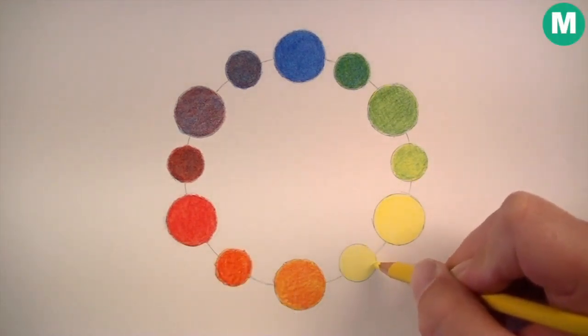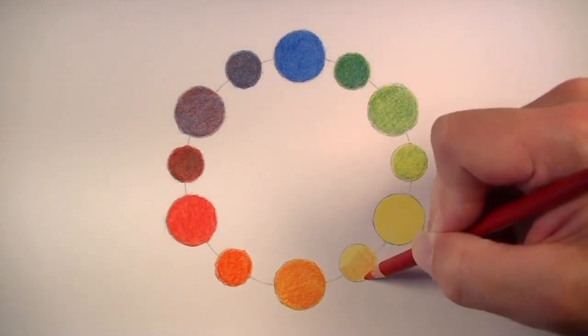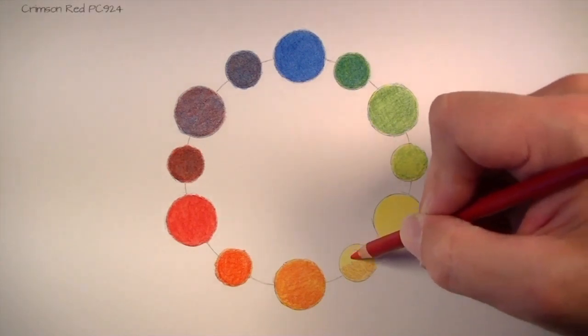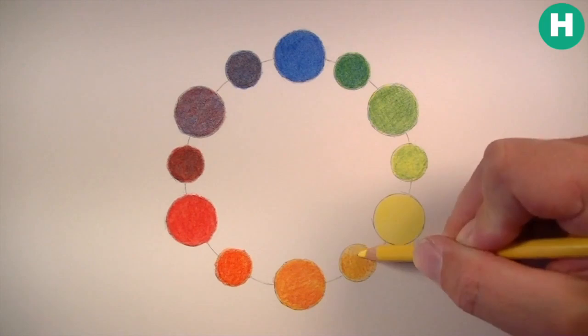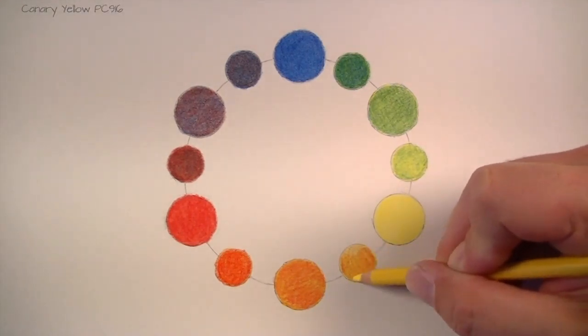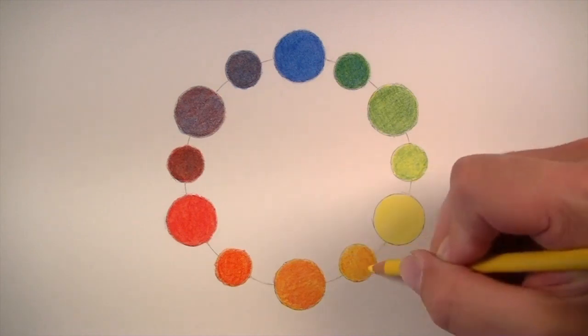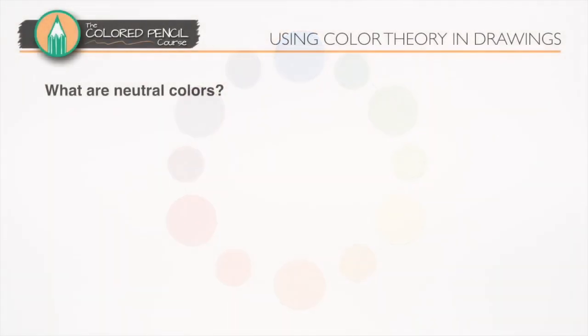The last tertiary color is yellow-orange. Because we want the color to be more yellow than orange, we'll start with yellow on the surface. Then we'll lightly add the red, and then we'll finish with a heavier application of yellow. And then our color wheel is complete.